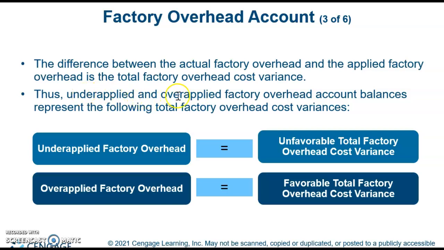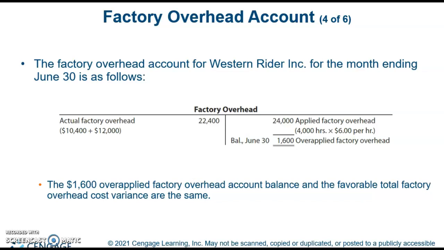So the underapplied and overapplied factory overhead account balances represent the following total overhead cost variances. If you have an underapplied factory overhead, you have an unfavorable total factory overhead cost variance. If you have overapplied factory overhead, you have a favorable total factory overhead cost variance. Here it is in a T account. So actual is always debited to factory overhead.